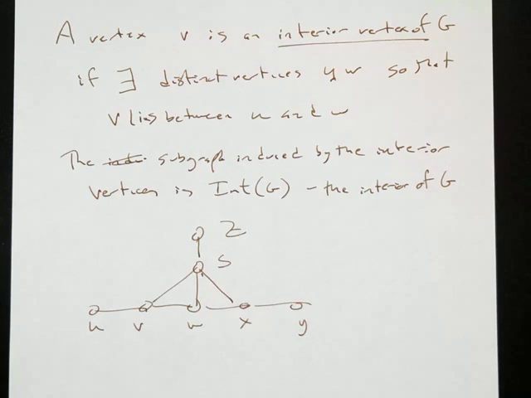I claim W is not between. Because the distance from U to Y is 4, right? But I can avoid W altogether and still have a path of length 4. Not required to be between. Whoa. So it turns out that those 3 vertices are interior as opposed to all 4.